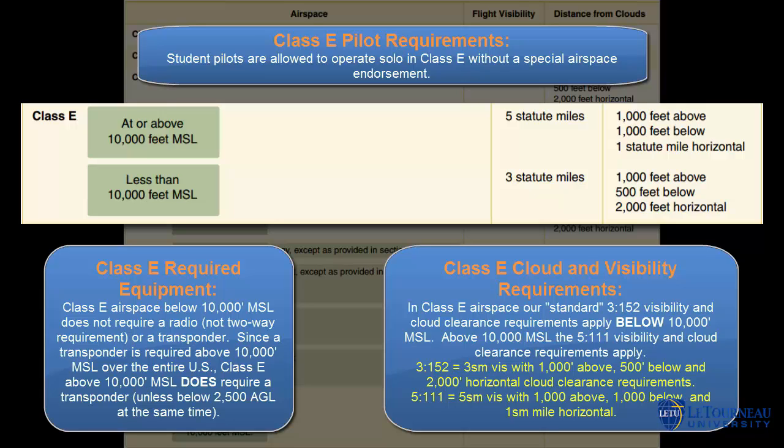For Class E, the required equipment below 10,000 feet: we don't need a radio. There's no two-way radio communication requirement or a transponder. However, a transponder is required above 10,000 feet MSL over the entire United States. Therefore, Class E above 10,000 MSL does require a transponder unless below 2,500 AGL at the same time. That 2,500 AGL caveat is in the regulations regarding transponder requirements. So basically, over the entire United States, transponders are required above 10,000 MSL unless you are also below 2,500 AGL. For pilot requirements, student pilots are allowed to operate solo in Class E without a special airspace endorsement.